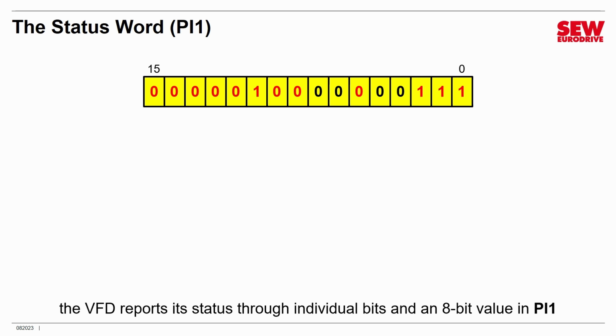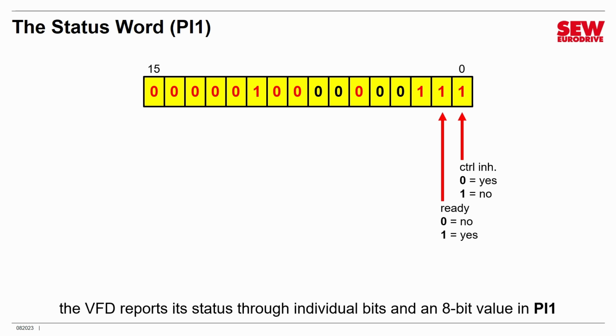Now, the VFD sends 3 process data words back to report its status, PI1, PI2, and PI3. PI1 is the status word, and this reports what's going on by turning individual bits on and off. This first bit is the controller inhibit bit. If it is a 0, you're in controller inhibit mode. If there is a 1, you're not.